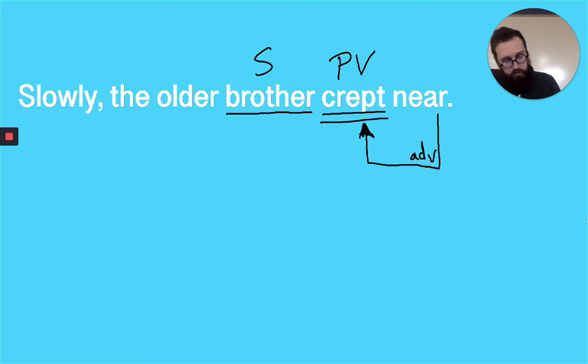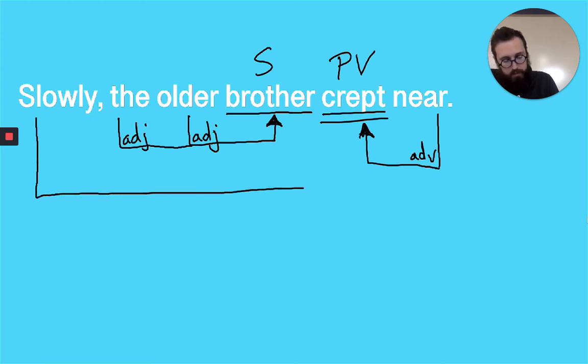And then older is telling me about the brother. What kind of brother? He's the older brother. So it's an adjective. And the, I can connect to this bracket because it's describing brother also. Which brother? The brother. So adjective as well. And slowly. Slowly is describing how the brother crept. So I'm going to bring my line a little bit farther down and then bring my bracket across. So I'm going to go around the bracket used for the adjectives and then go underneath. So this is an adverb.